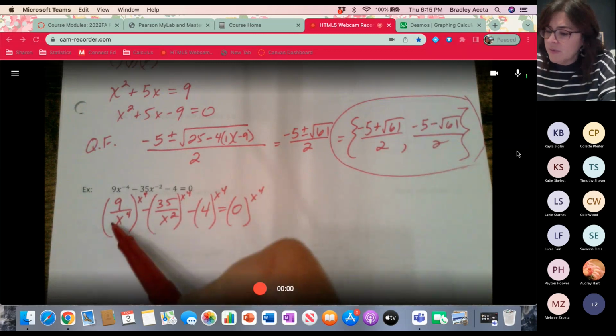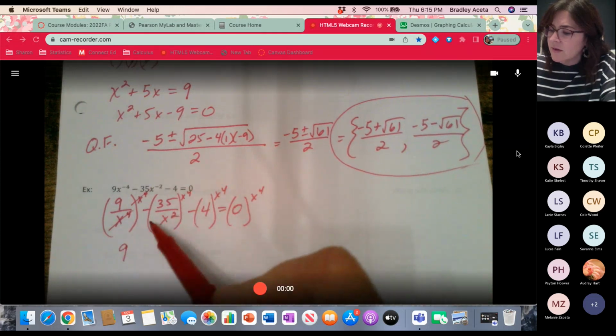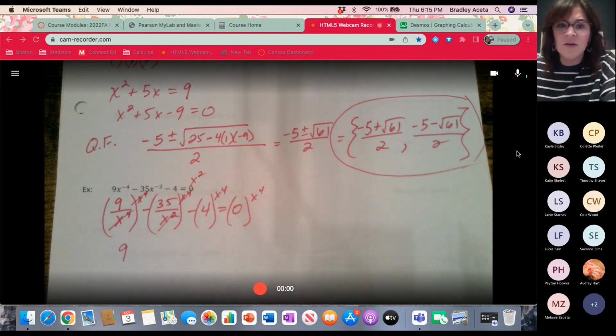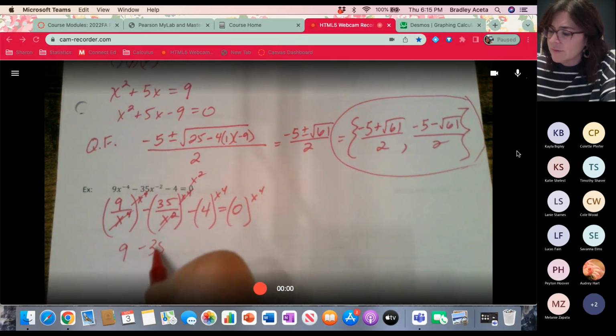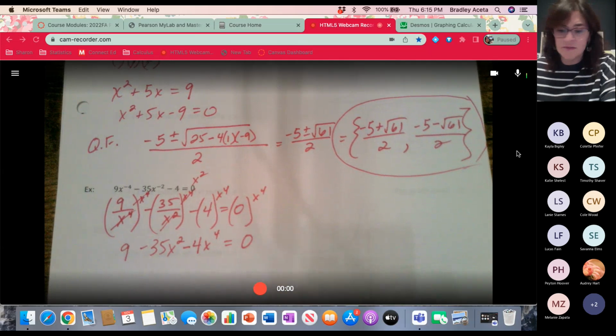And then what ends up happening is this x to the 4th and this one cancels. You get 9. On this term, x squared cancels into x to the 4th, and you're left with an x squared. So you have minus 35x squared. And then you have minus 4x to the 4th, and then this still stays 0.